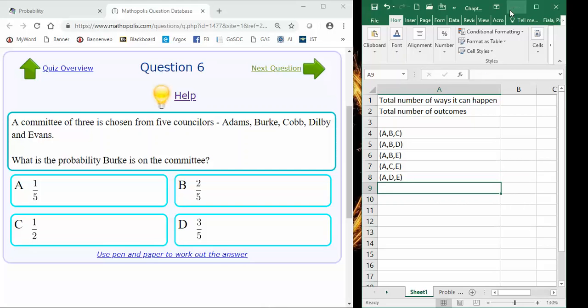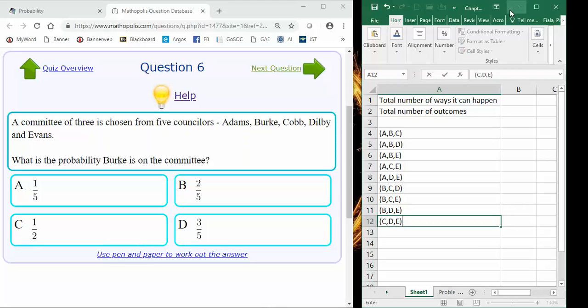That's done. Okay, let's go for B. B, C, and D. We can do B, C, and E. And B, D, and E. Correct? Okay, and the last one is going to be C, D, and E. And that's all because we already have A, B, C, we already have C, B, D. Okay, so we have 1, 2, 3, 4, 5, 6, 7, 8, 9.